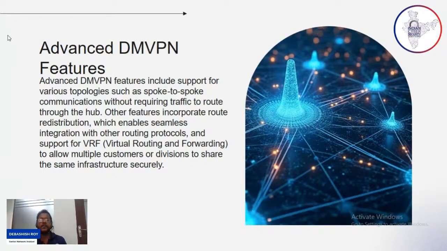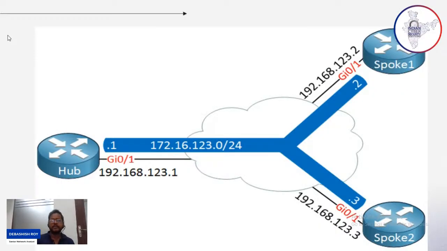Advanced DMVPN features include support for various topologies, such as spoke-to-spoke communication without requiring traffic to route through the hub that I was talking about. In the first type, the traffic is routed through the hub. In the other, it doesn't require that; the traffic can move quickly between the spokes without the intervention of the hub. Other features incorporate route redistribution, which enables seamless integration with other routing protocols, and support for VRF, virtual routing and forwarding, to separate the routing tables into different parts, allowing multiple customers or divisions to share the same infrastructure securely.